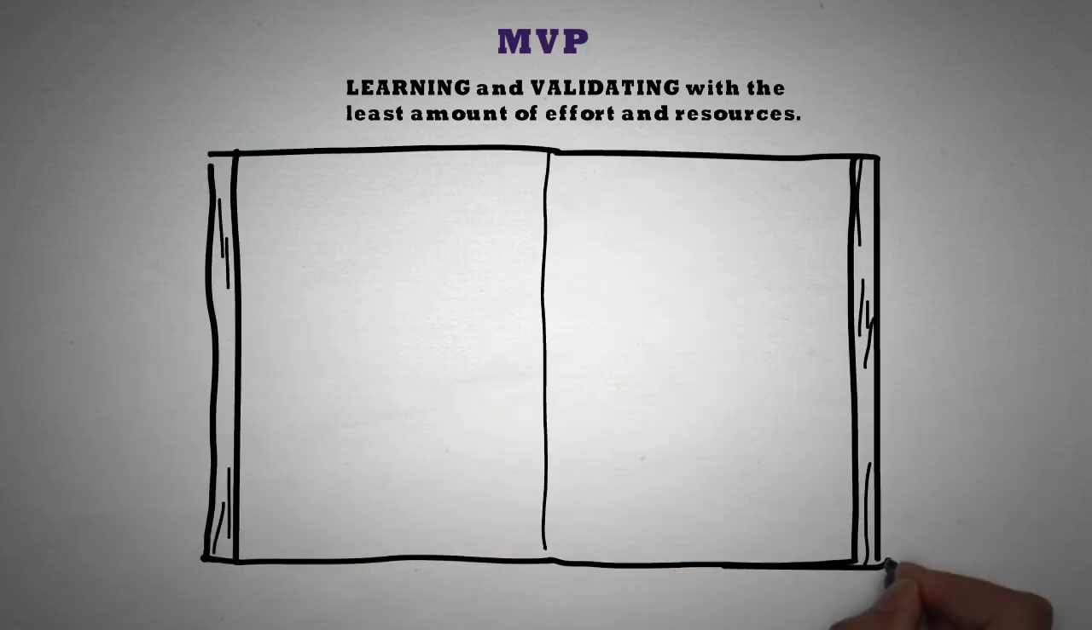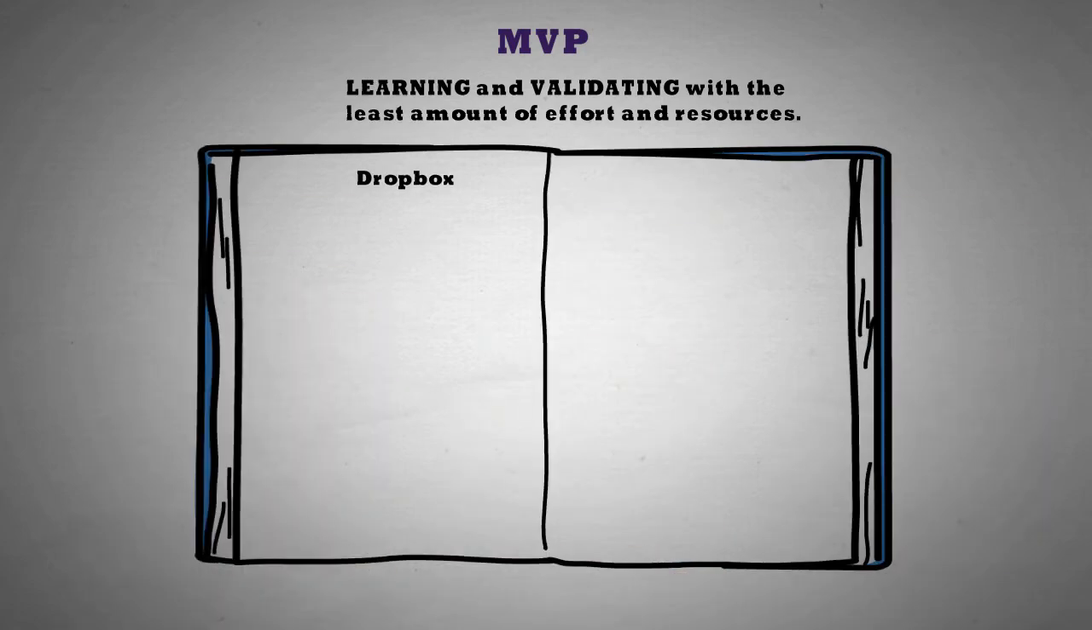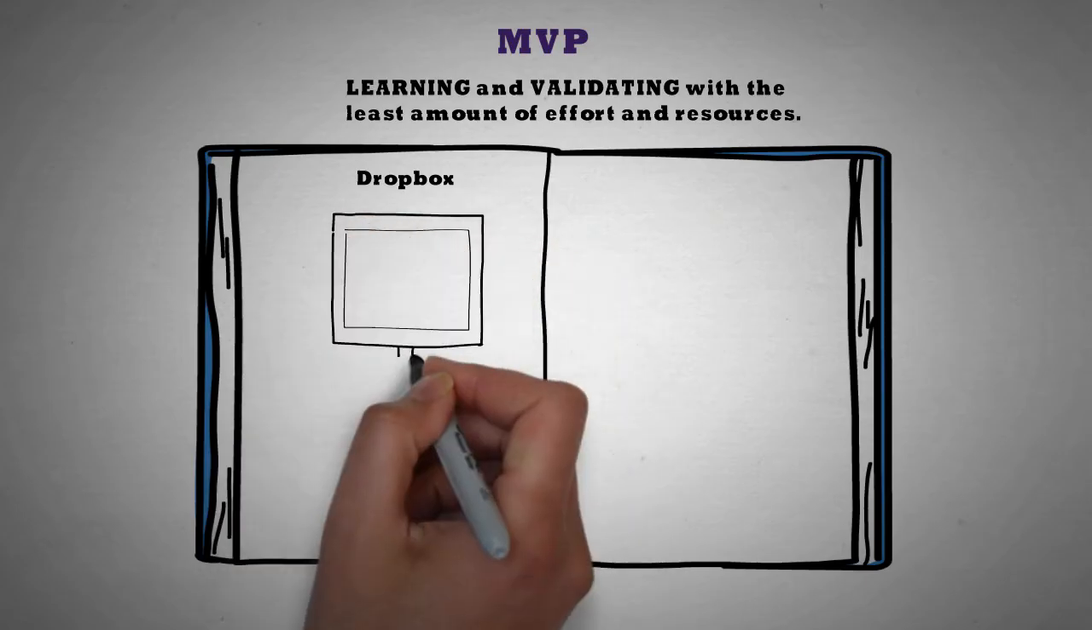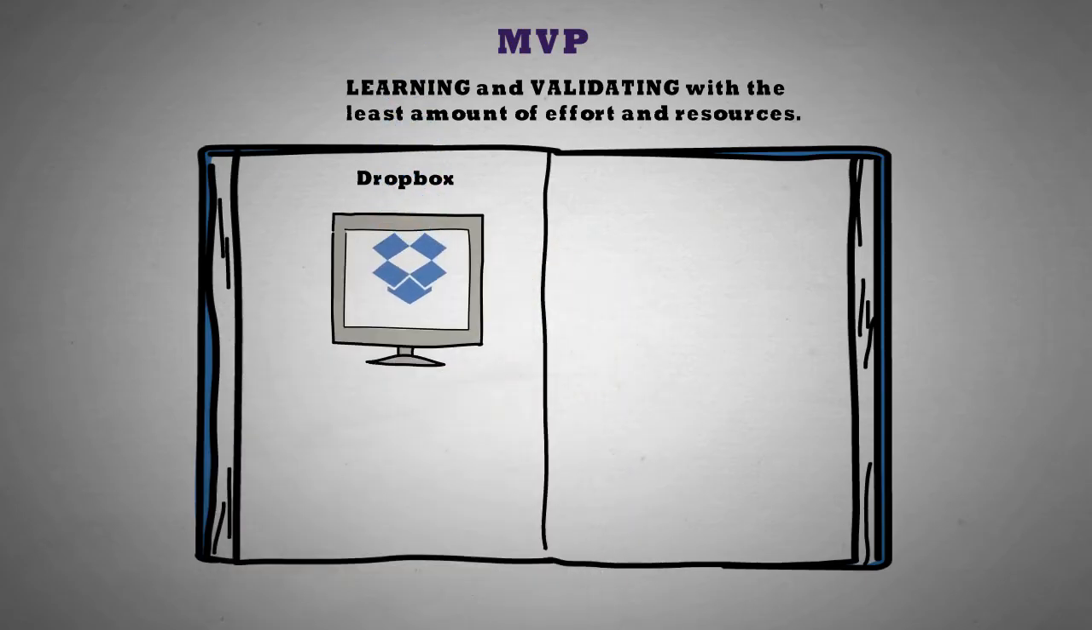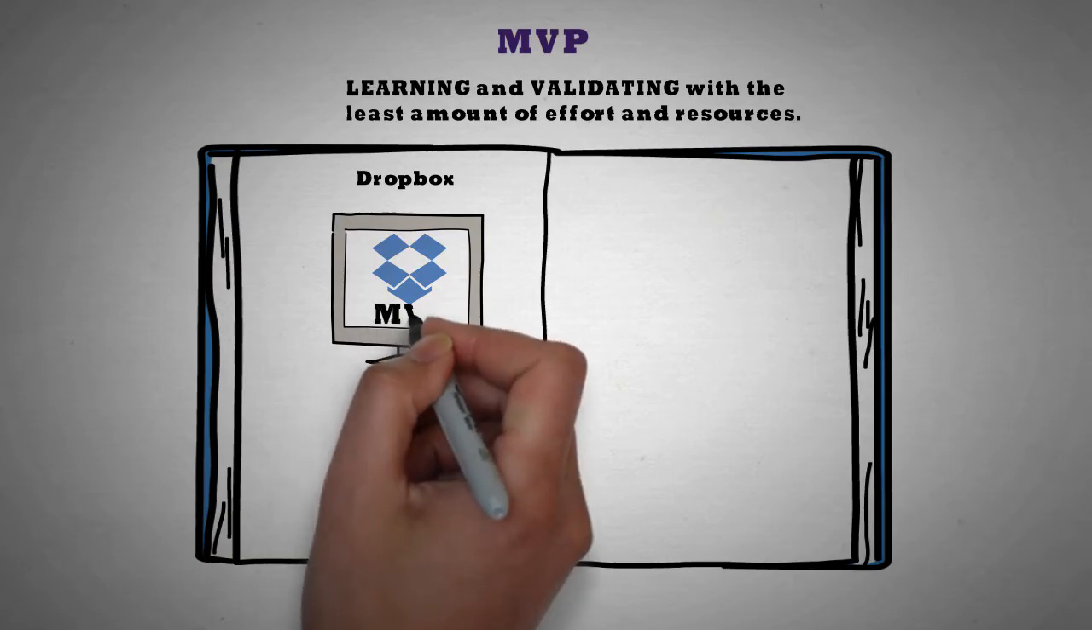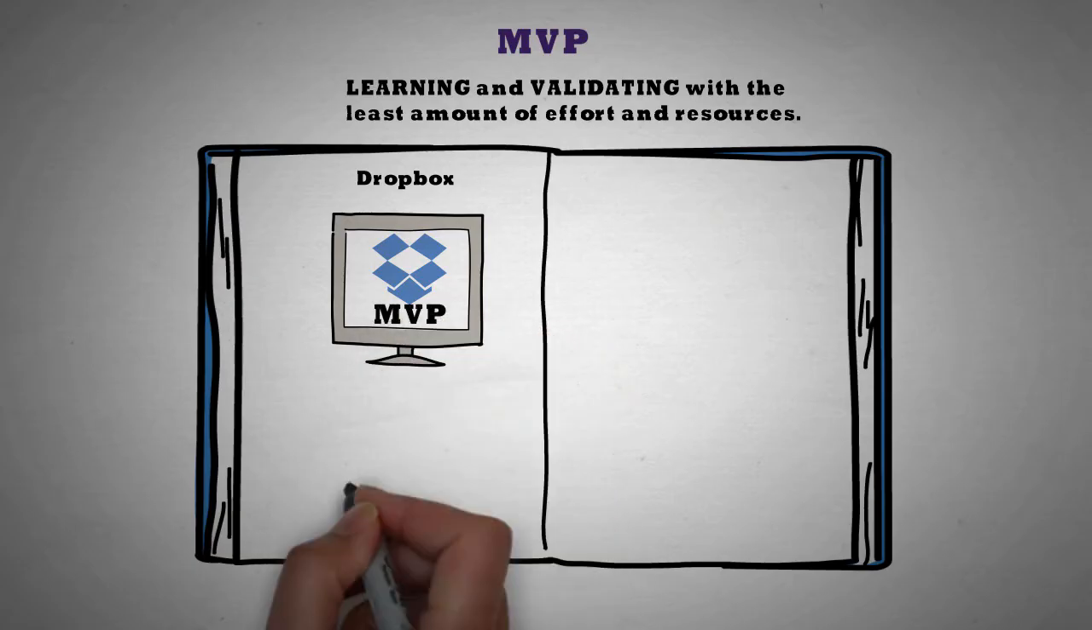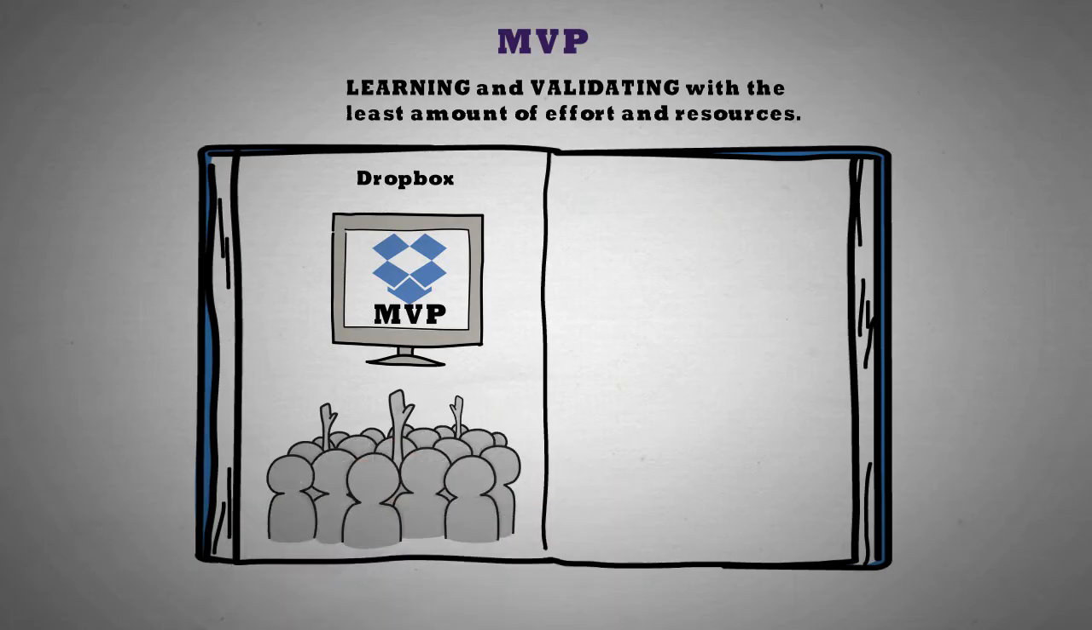Let's take a look at a couple of examples. Dropbox. Before even having a working product, they released a 3-minute explainer video that simply showed the value they wanted to offer. The people who watched it loved what they were seeing. And Dropbox's waiting list jumped to 75,000 customers overnight.